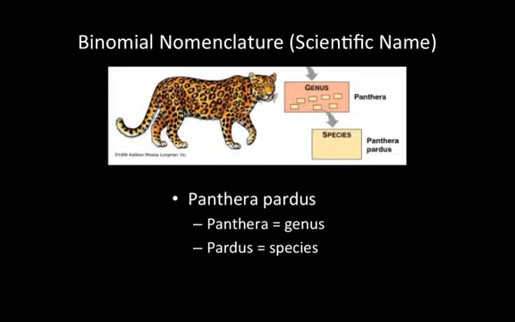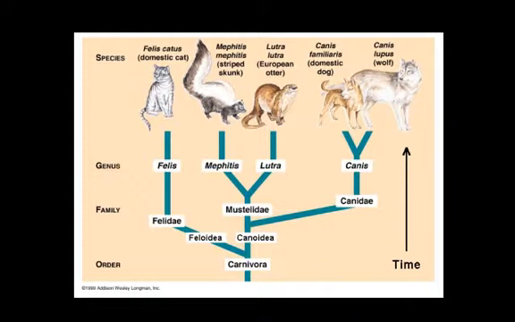It's important to note here that when we write the scientific name, we write the genus with a capital letter, and we write the species with a lowercase letter. So here's a diagram where we can see how all of these different organisms differentiated from each other and at what times they started to become different from one another.